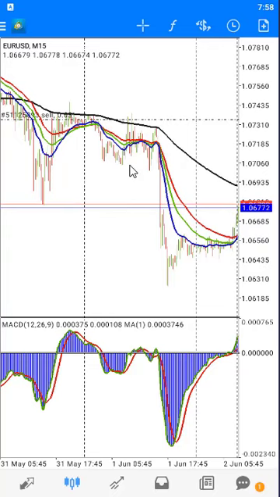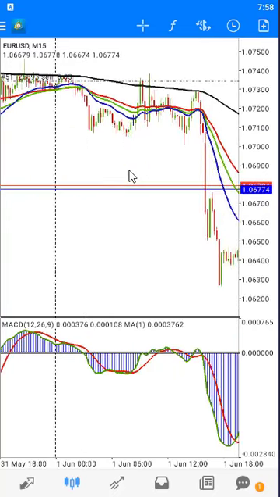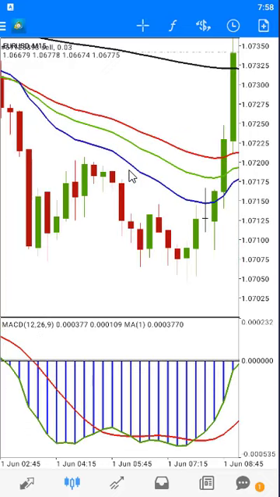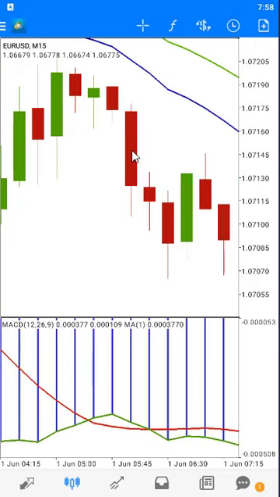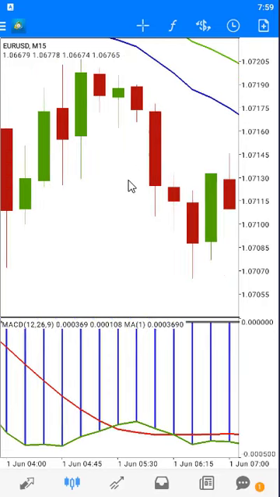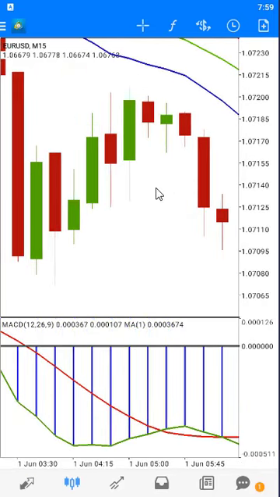Let me zoom into the area so that you can see clearly. Each of these price bars indicates activity on the market for 15 minutes. That's the meaning. So these bars are called candlesticks. As you can see, I've already colored them red and green. If you don't know how to color it, you can still refer back to my previous video.